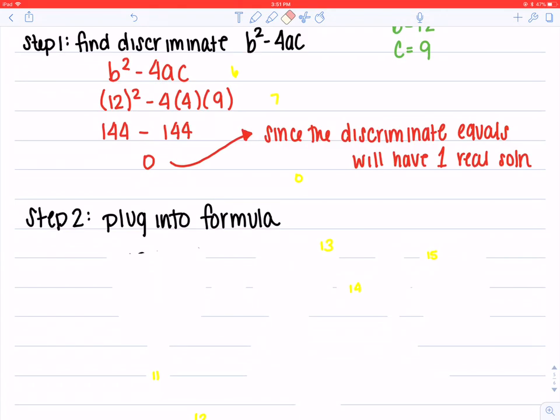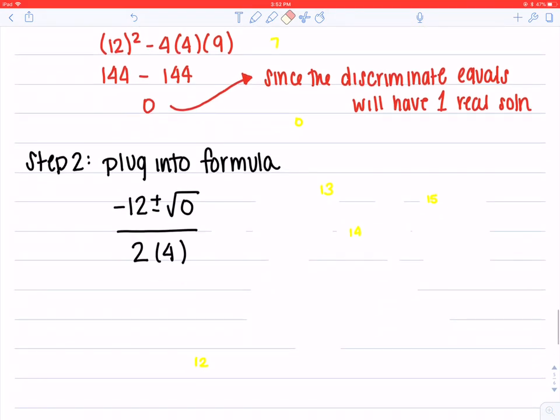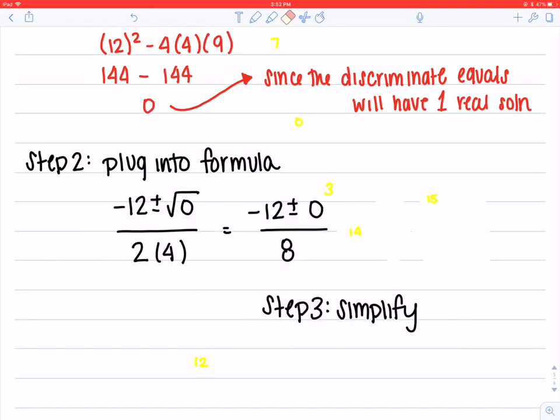Then my second step is to plug into my quadratic formula. So I plug it in: negative 12 plus or minus the square root of 0, all over 2 times 4. I'm going to start simplifying that, which is step 3. So I have negative 12 plus or minus 0, over 8. That simplifies to negative 12 over 8, which gives me a final answer of negative 3 over 2. And that is my only answer. Again, that's because my discriminant was 0.